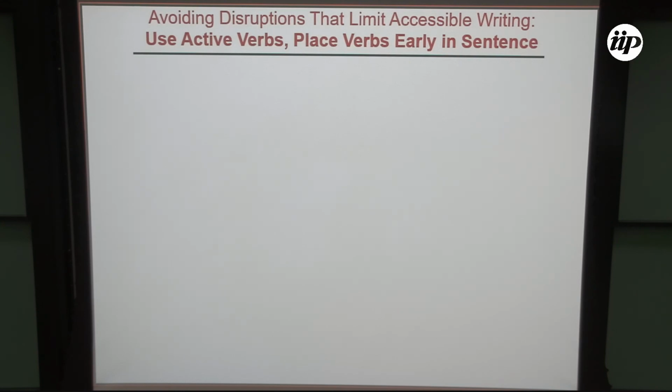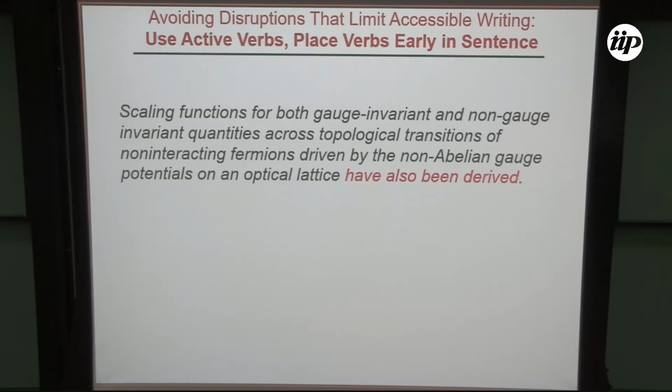Use active verbs. Tell the reader at the very beginning of a sentence what the action in the sentence is. Don't bury it at the end. So here's what I mean by this. "Scaling functions for both gauge invariant, non-gauge invariant quantities across topological transitions driven by non-abelian gauge potentials have also been derived." So here's the verb, here's the action, and it's at the very end. I've got to wade through this entire sentence before I understand what the action of the sentence is. Just move it up.